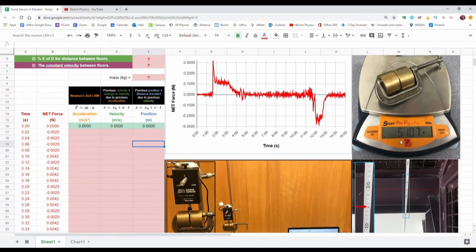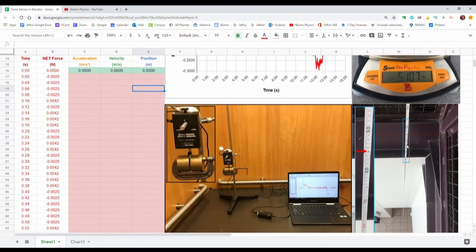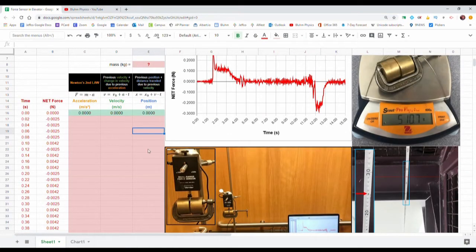So over here I put the mass on a scale to find out what its mass is. This is a tape measure between the two floors, so you can see what the actual distance was here. It looks like about 5 meters and another 25 centimeters. So let's get into here and see what we can get done. I'm going to zoom in just a little bit.